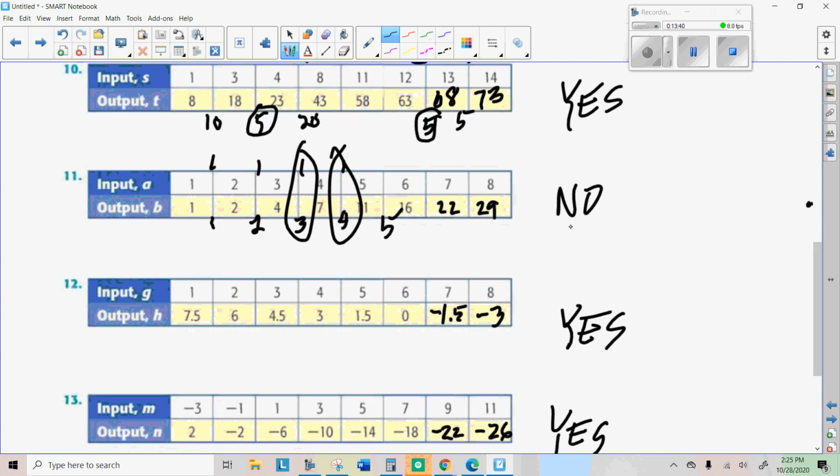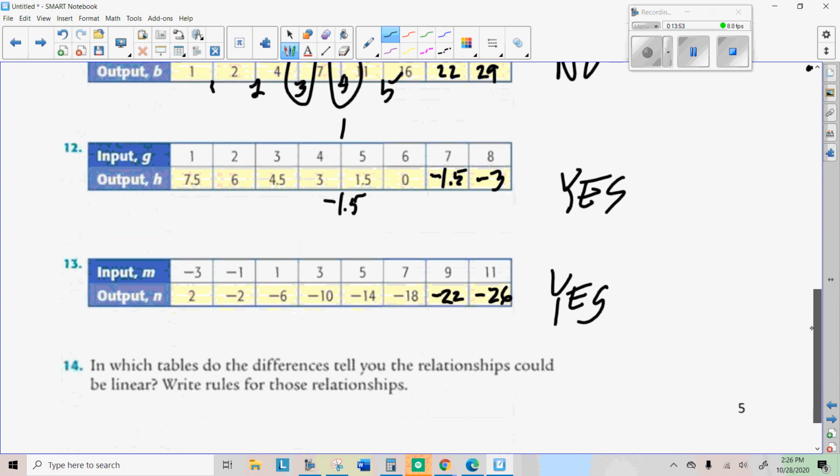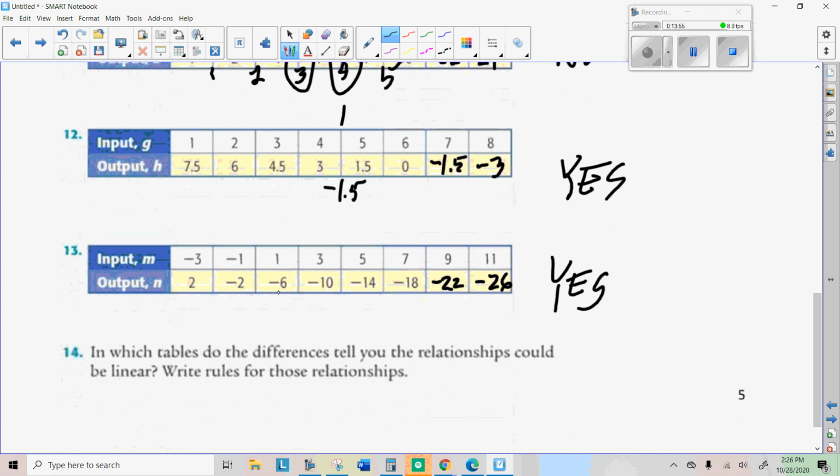We talked about that earlier, that those ratios are all different. This is a yes. These are all going down by 1.5, and these are all going up by 1. So yeah, that one definitely is. And this one, these are all going down 4 every time. These are all going up 2, so all the ratios are negative 4 over 2.